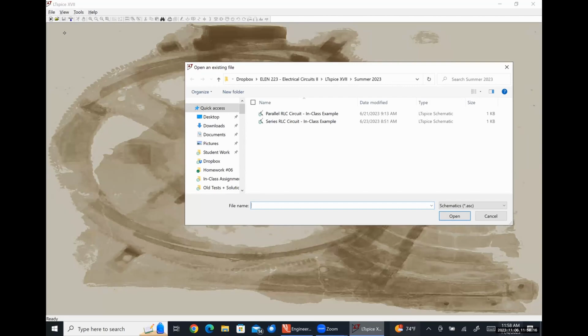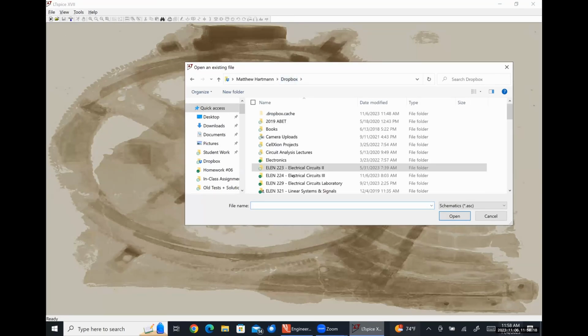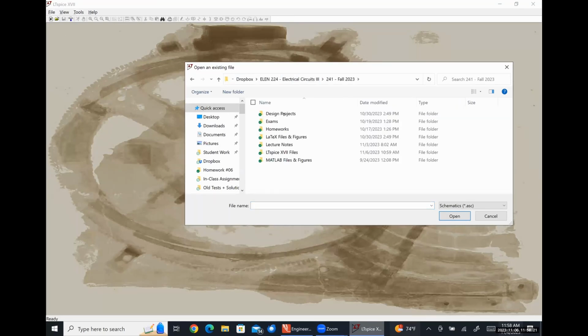Let's hope LTspice or my Dropbox has synced up. If not, I'll just have to type this out. That'll be okay.